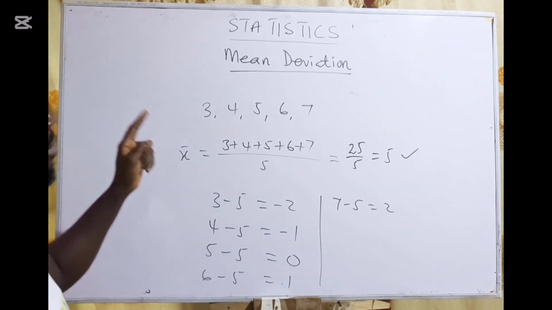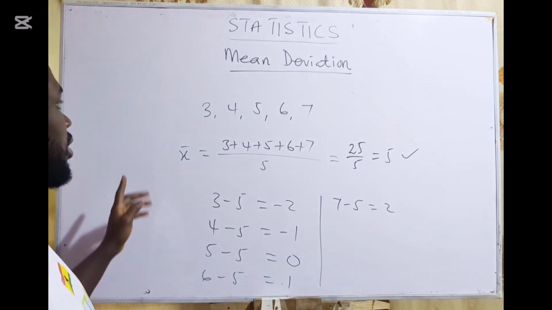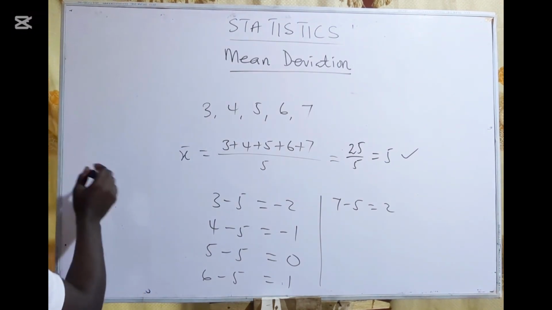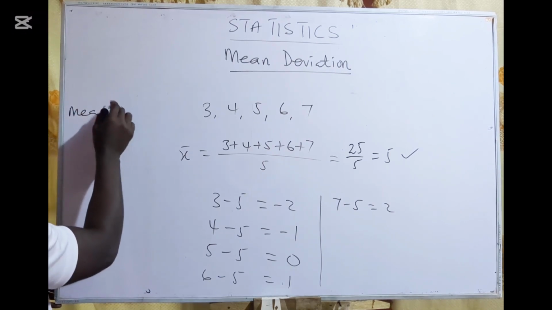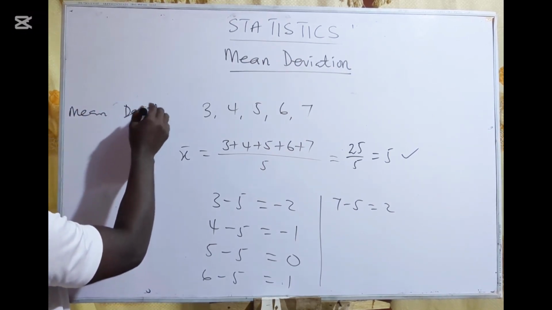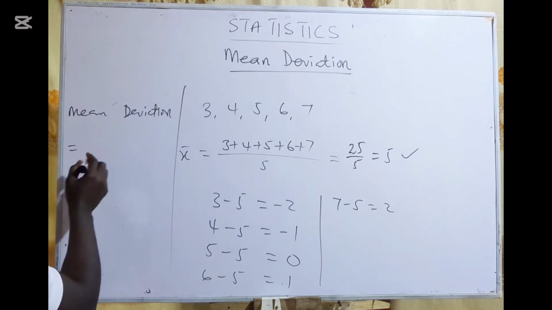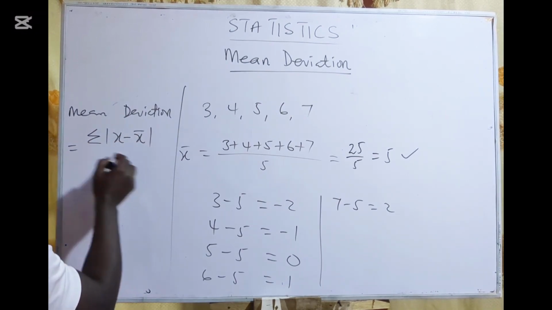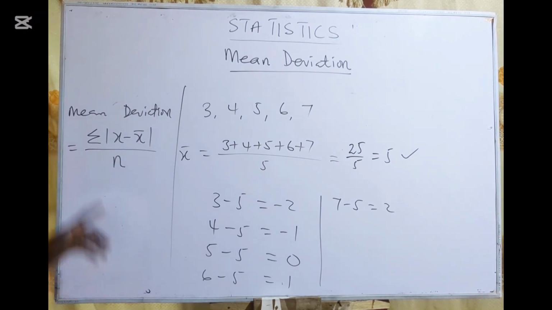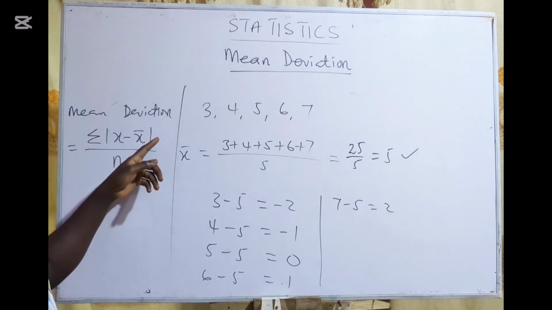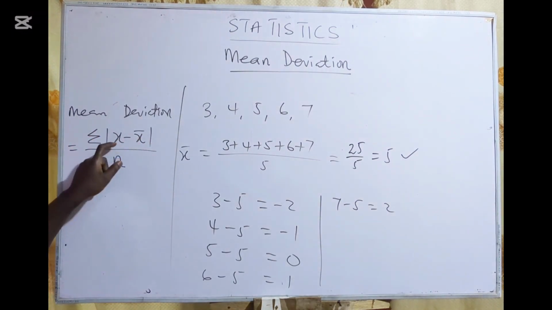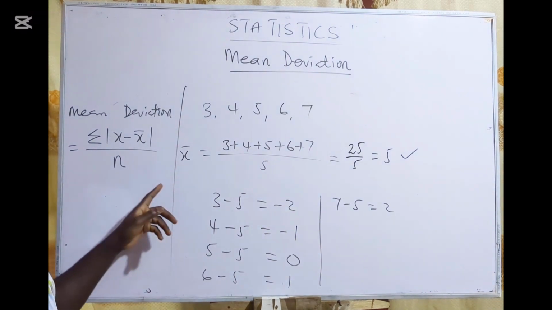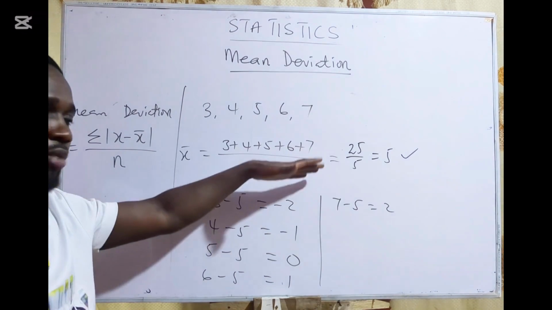But under mean deviation, what we should take note of is the formula for finding the deviation of a set of numbers. My mean deviation will be equal to the summation of the absolute value of x minus the mean, all divided by n. Here x is the number, and n is the total number of values. So this is the mean deviation for just a set of numbers.